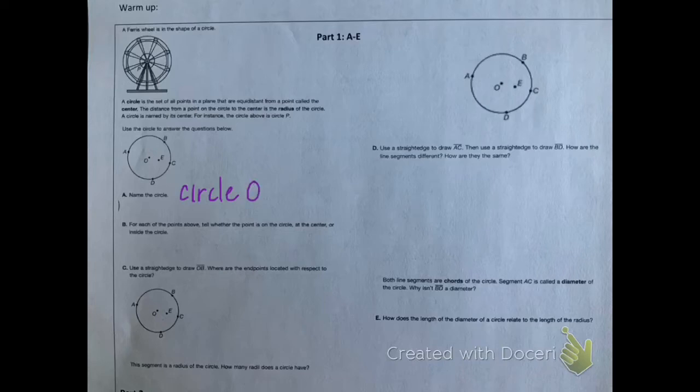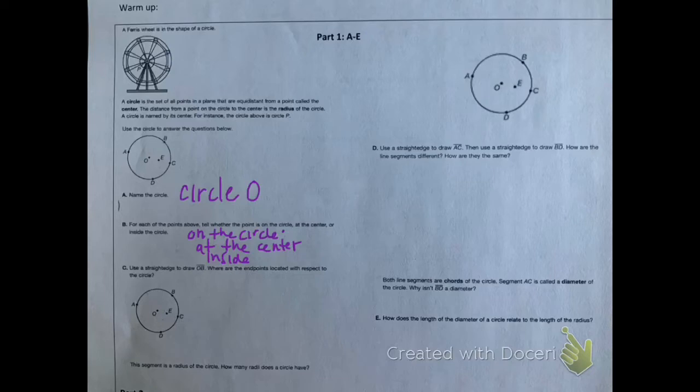Part B says for each of the points above, tell whether the point is on the circle, at the center, or inside. So let's label the ones that are on the circle. I'm going to label this first. So on the circle, at the center, and then inside.